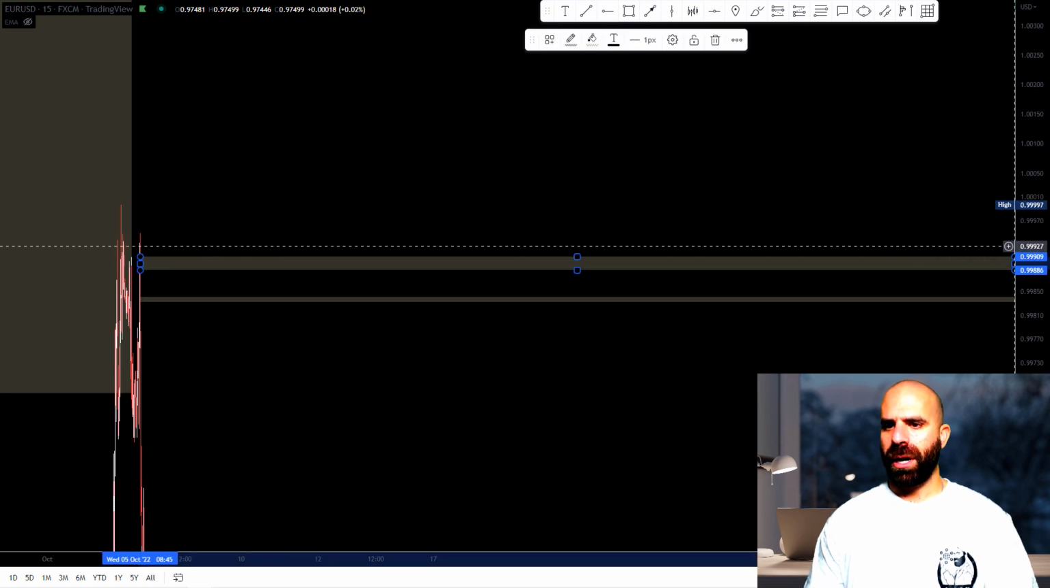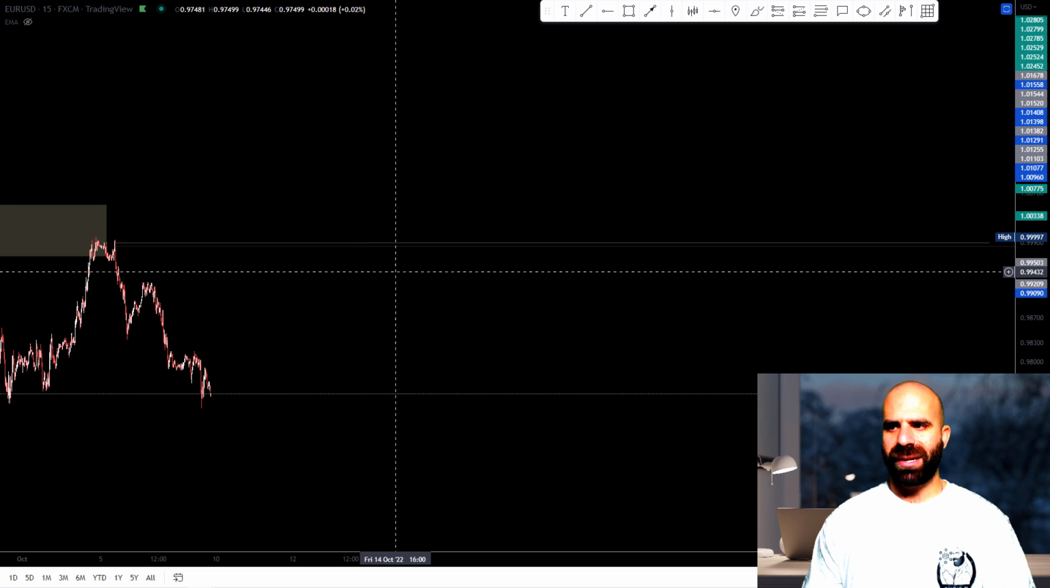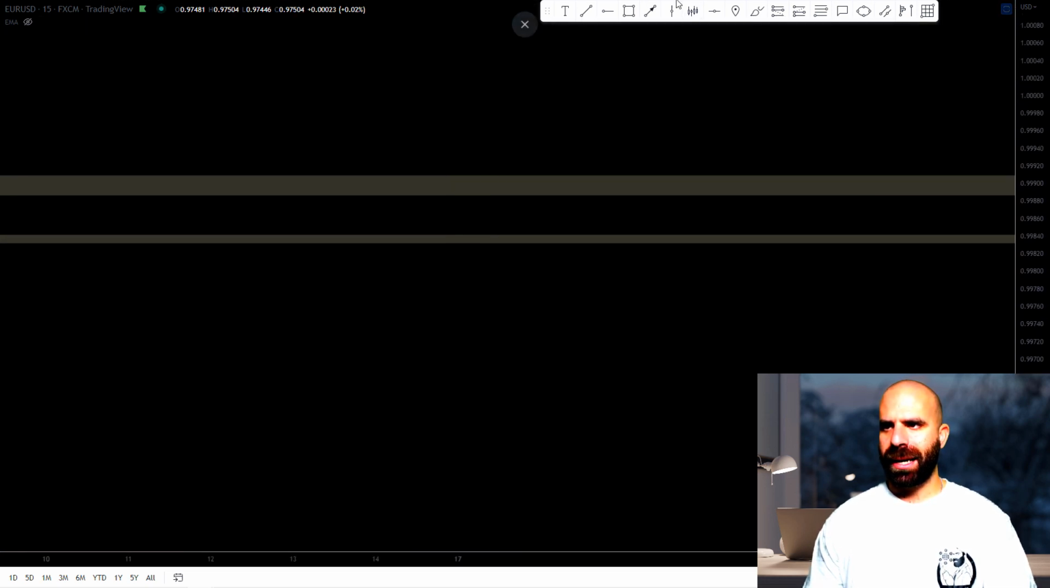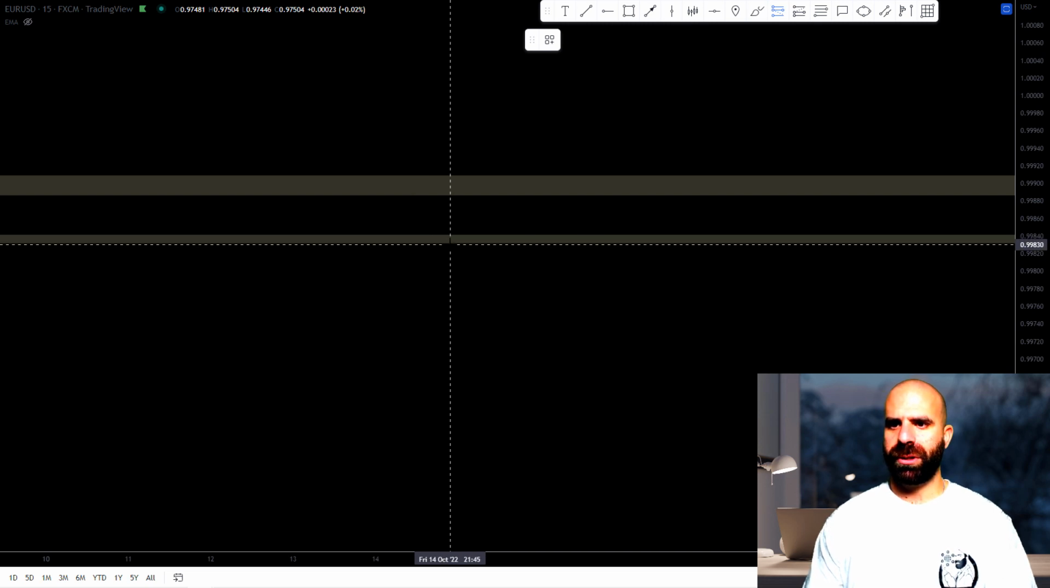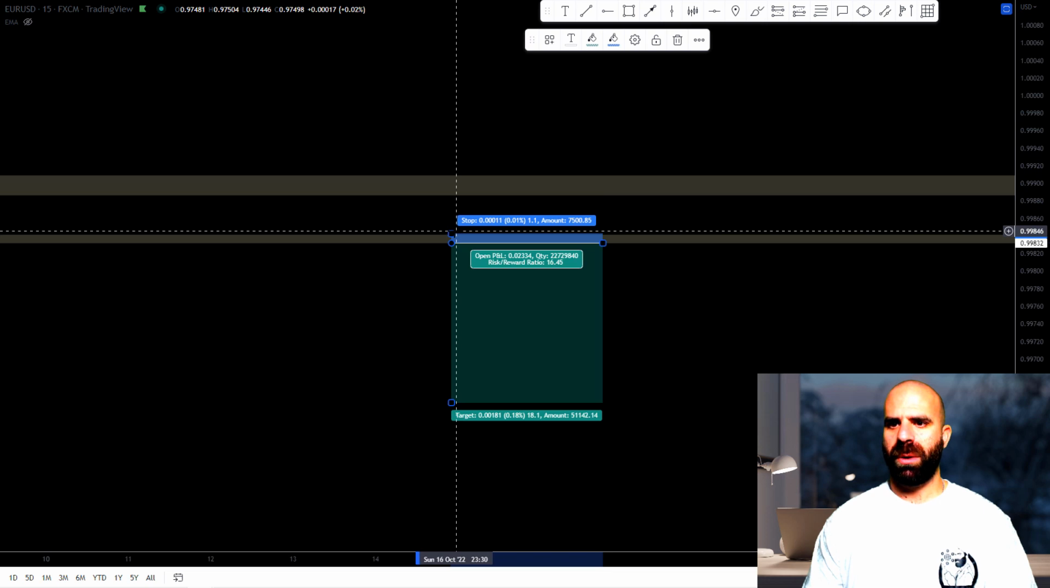Some traders are going to go ahead and place orders on these imbalances. So their orders will look exactly like that. One order would be here, the stop loss right above it, 1.1 pip.